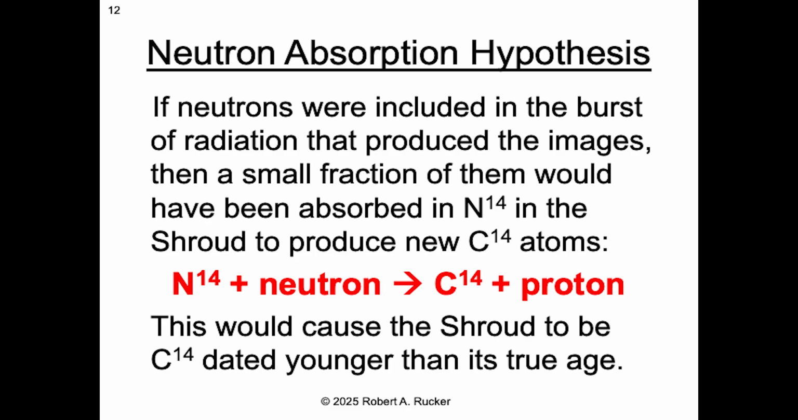Just think about it. Nitrogen-14 has 7 protons and 7 neutrons. 7 plus 7 is 14. That's why they call it nitrogen-14. So it absorbs a neutron. That then goes to 8 neutrons. But in the process, that's unstable. So it immediately ejects a proton, changing from 7 down to 6 protons and 8 neutrons. What is that? That's carbon-14. So it produces carbon-14 in the process. And this would cause the shroud to be carbon-dated younger than its true age. It might have an apparent carbon date. But is that the true date? That's the question. I believe it's not.